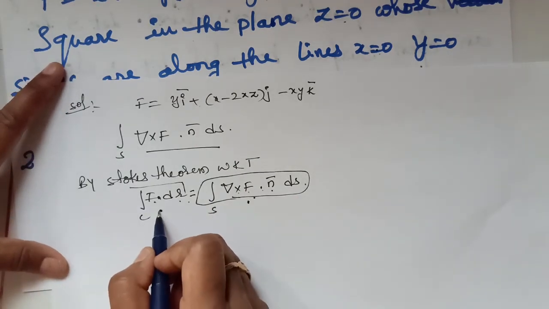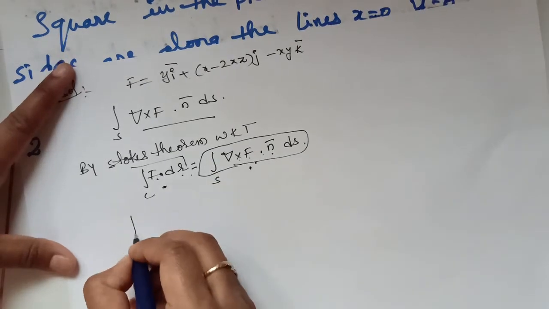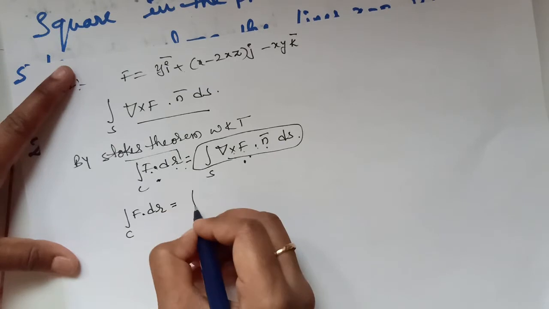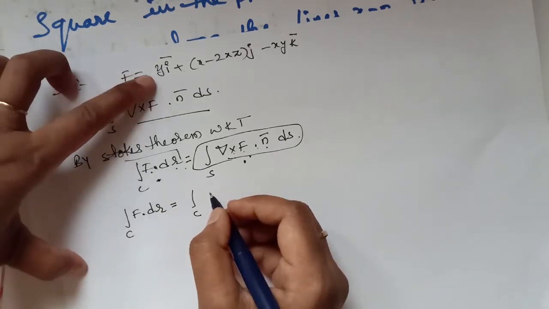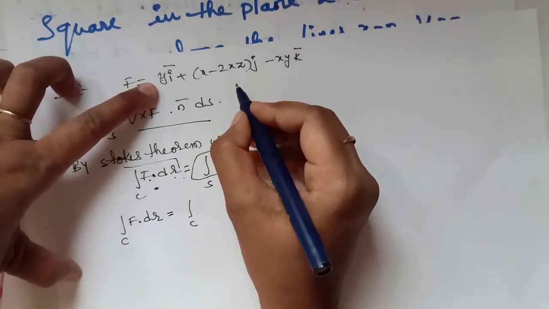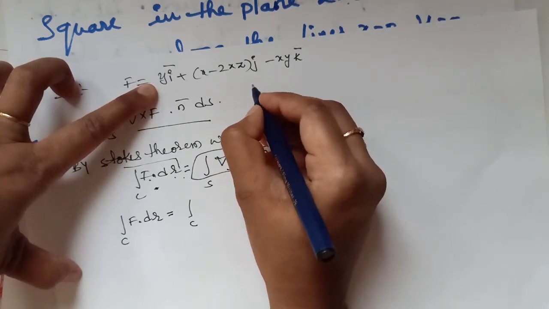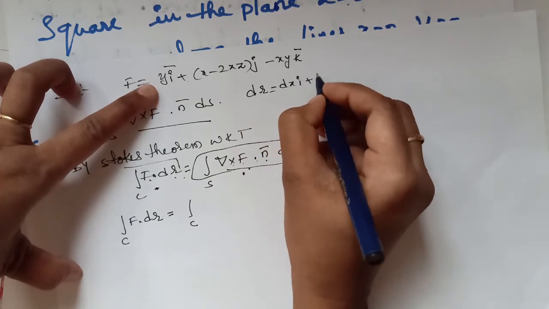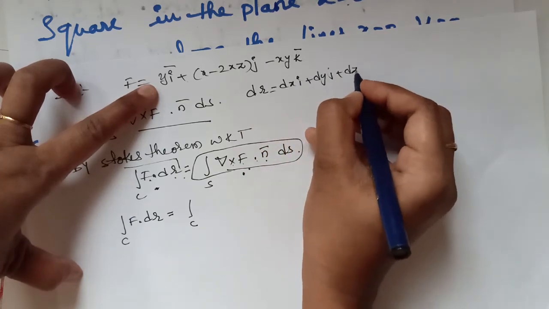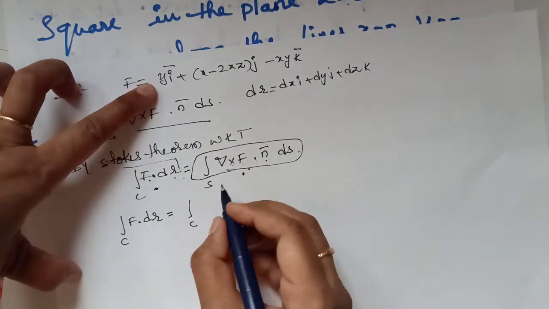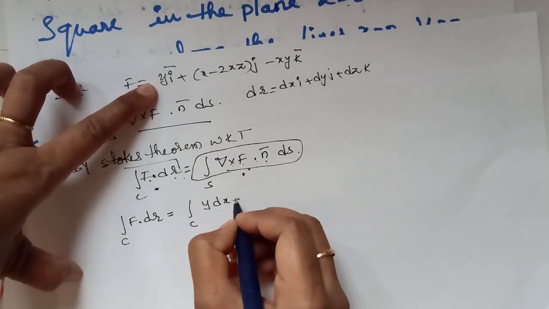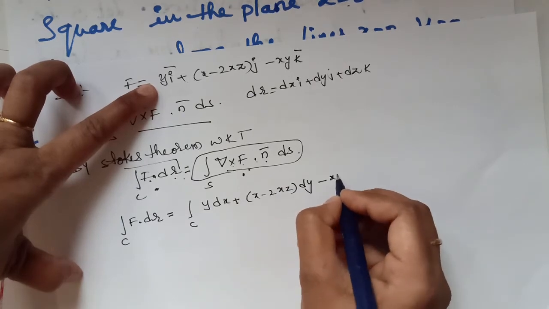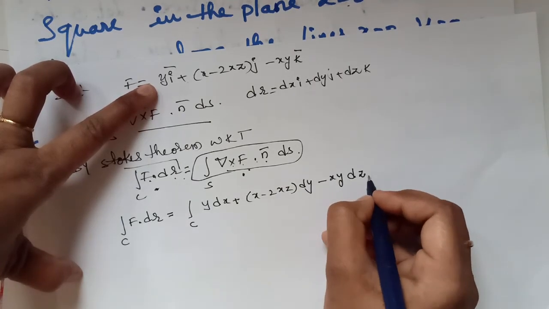Here I am using the line integral value, that is integral C F dot dr. Here F is y i plus x minus 2xz j minus xy k. So dr is dx i plus dy j plus dz k. So the dot product of these two will become y dx plus x minus 2xz dy minus xy dz.